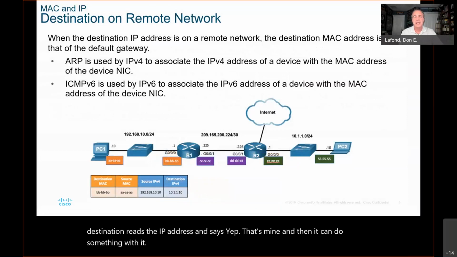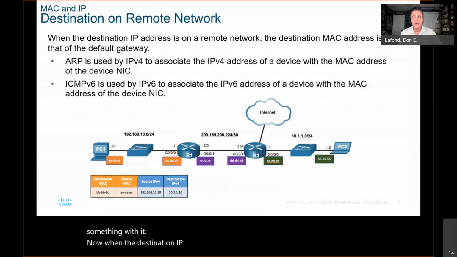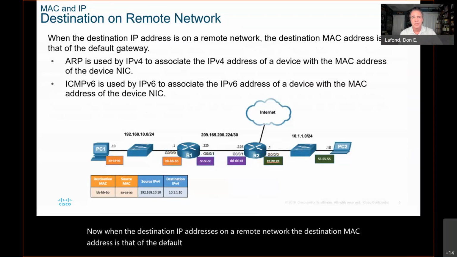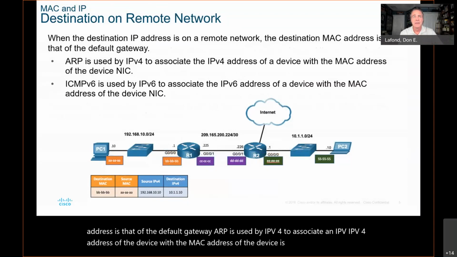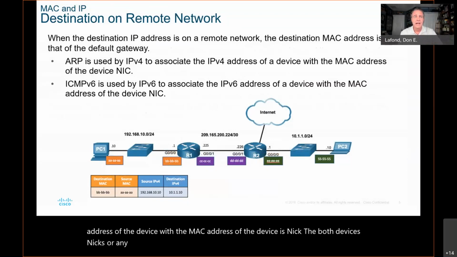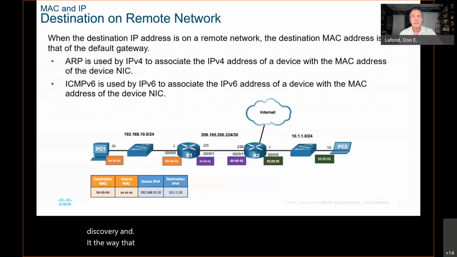Now, when the destination IP address is on a remote network, the destination MAC address is that of the default gateway. ARP is used by IPv4 to associate an IPv4 address of the device with the MAC address of the device's NIC, both devices' NICs, or any device's NIC. ICMP version 6 doesn't use ARP, it uses Neighbor Discovery, and the way that works is it uses the MAC address of the device's NIC.